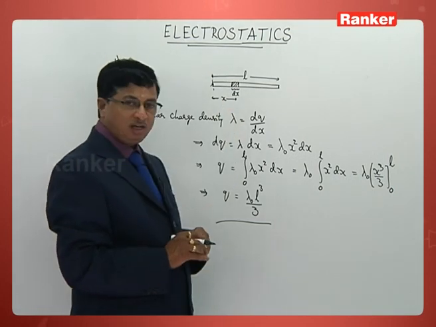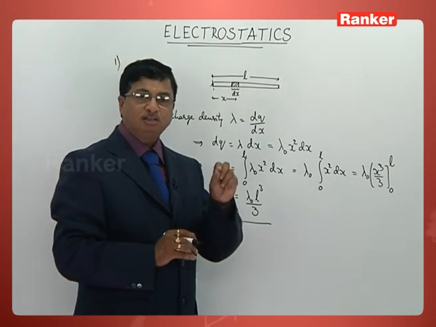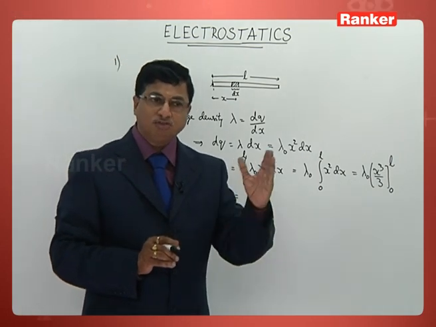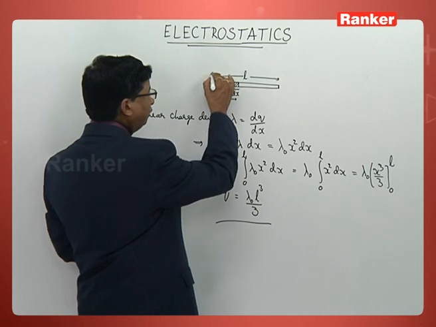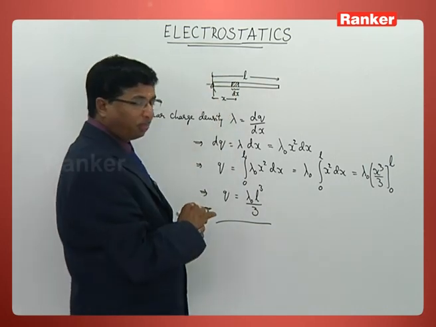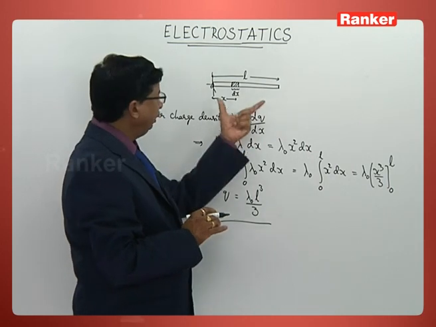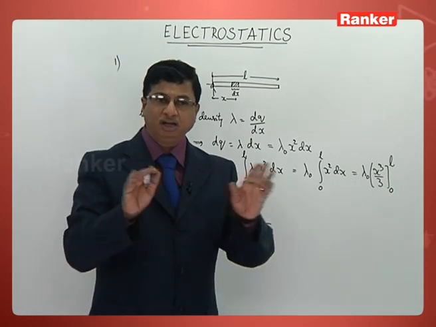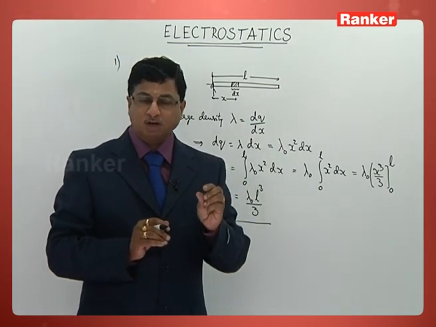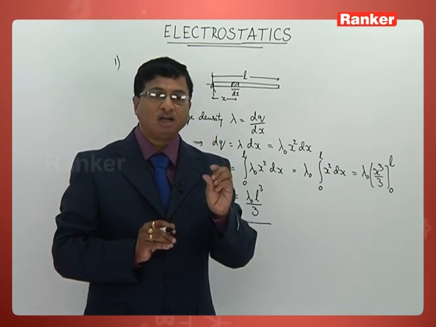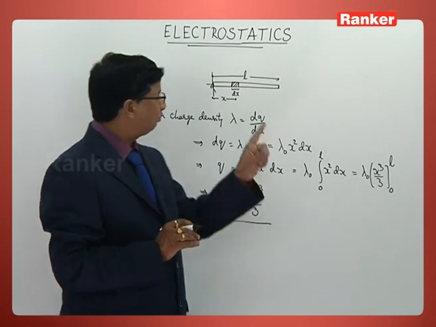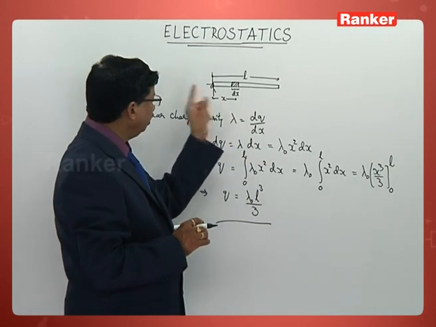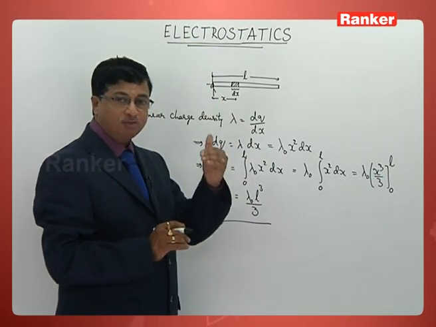I remind you once again, on the entire rod of length L, since the problem says x lies between 0 and L, I am considering this end as the origin, that is at 0, and the other end of the rod is at a length L. To calculate the total charge on the entire rod, we consider a small element of length dx, which is at a distance x from the origin, the beginning point of this rod.